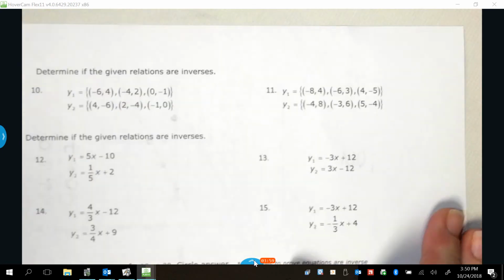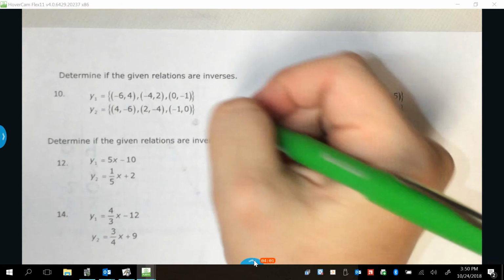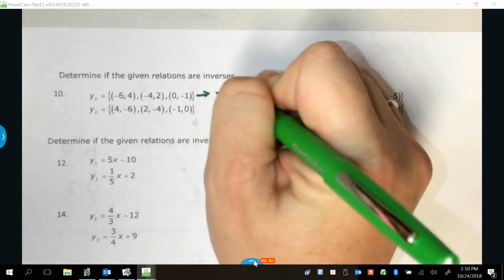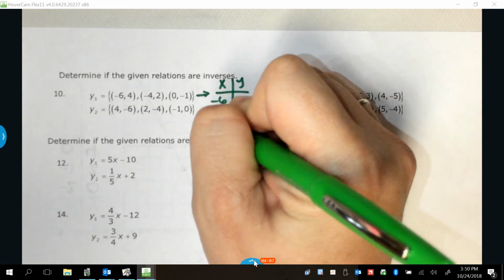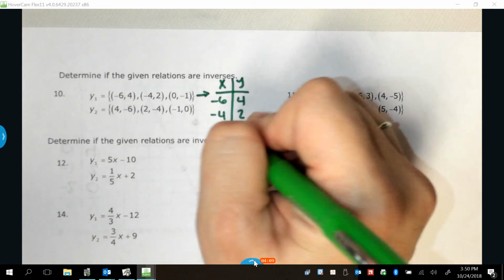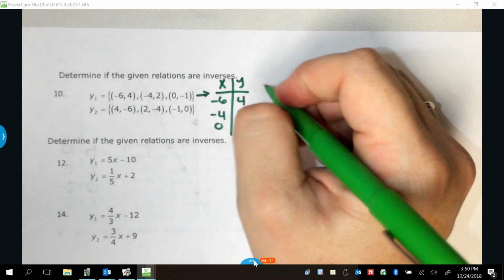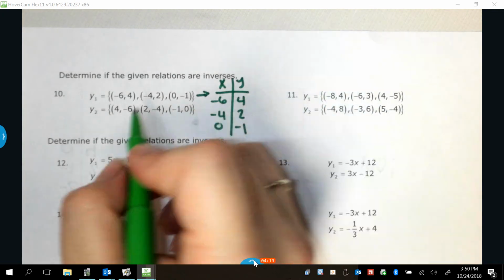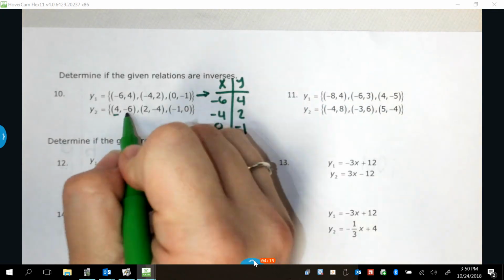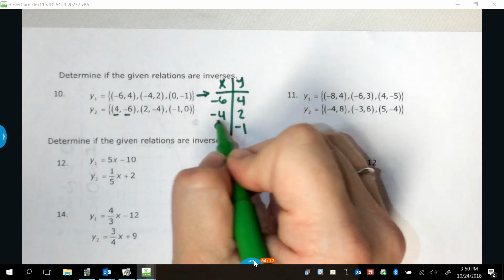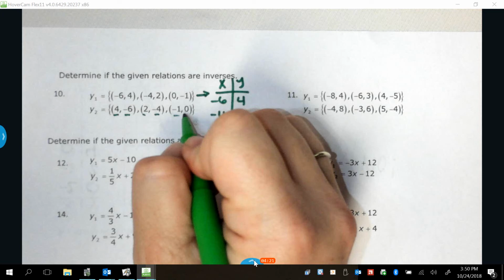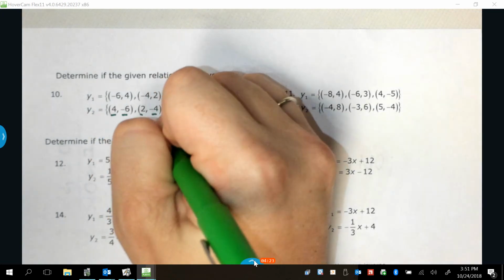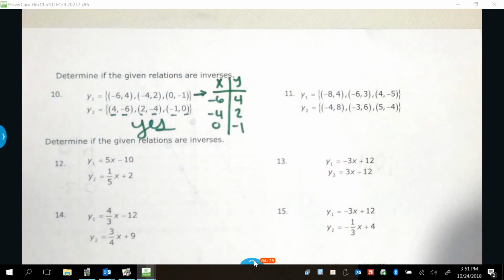Oops, upside down. Okay, looking at number 10 and 11. So I like to build tables. So the table of the original looks like this: negative 6, 4, negative 4, 2, and 0, negative 1. So I should see in my new table 4, negative 6, 2, negative 4, and negative 1, 0. So this is a yes. This is an inverse.